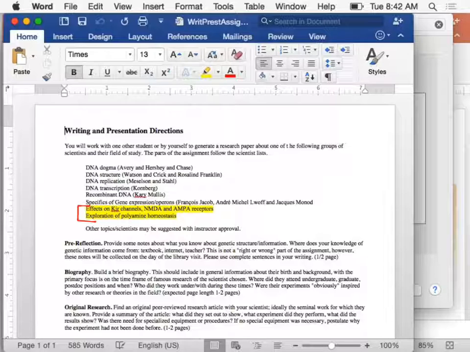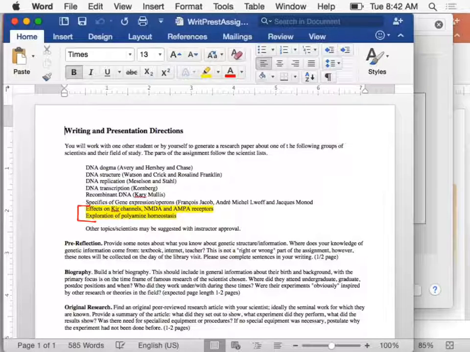Same kind of idea for DNA structure, replication, transcription, recombinant DNA, which I'm actually interested to hear more about. And then the specifics of gene expression, also known as our operons, and we've got a bunch of scientist names associated with that.